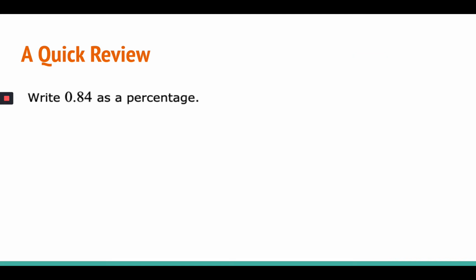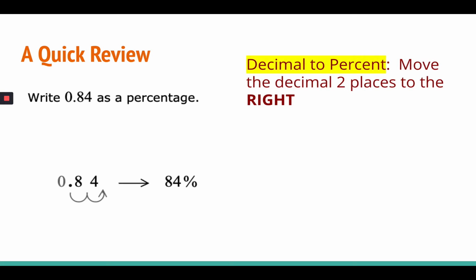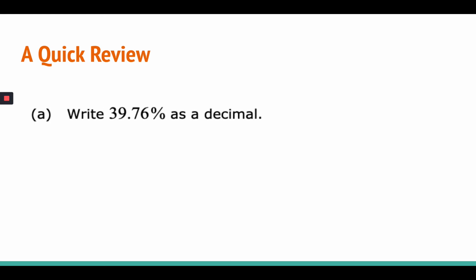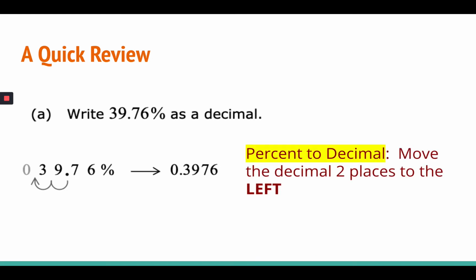Okay. What about going the other way? Here's a decimal, and we want to change it to a percent. Well, that's just 2 places to the right. So 0.84 or 84 hundredths is 84%. All right, even if it gets a little more complicated, this is a percent, and we're changing it to a decimal, so we're just going to move it 2 places to the left. 3,976 10,000ths, or 0.3976. So percent to decimal, just move to the left.